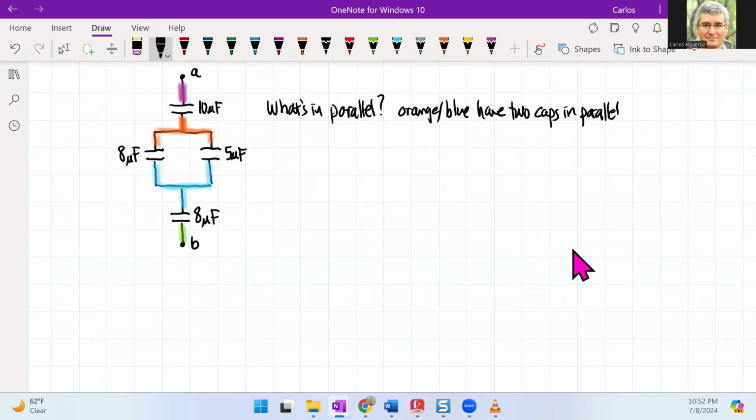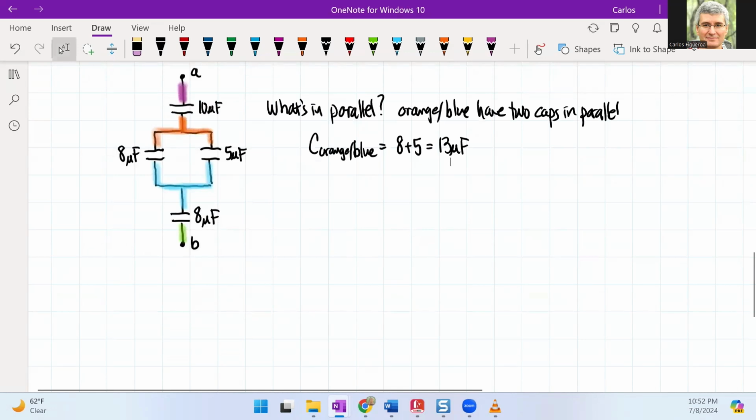So now I'm going to reduce them. That tells me that if I look at the combination of the orange and blue, these guys are in series, which then should be 8 plus 5, excuse me, I said series, I meant parallel, then that should give me 13 microfarads.